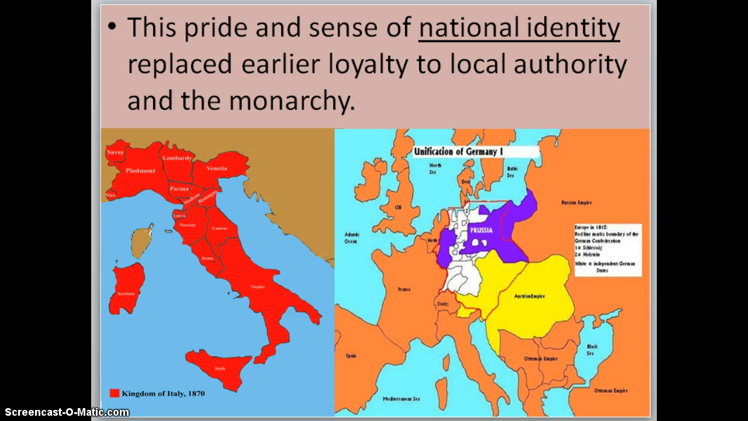And this pride and sense of national identity eventually is going to start to break up some countries, as we're going to learn about. And it also served as kind of the glue to bring countries together. So it could split you up, or it could bring you together. And that would eventually lay the foundation for some pretty severe conflicts, and even much later into the beginnings of World War I.